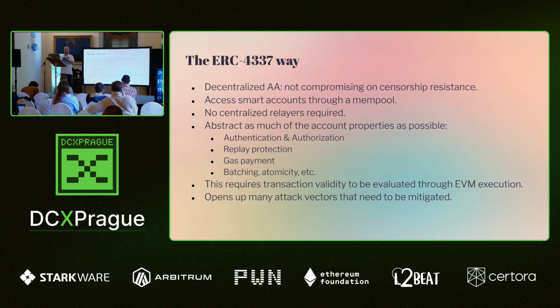So ERC 4337 aims exactly to solve this problem. It focuses on fully abstracting the account without compromising on censorship resistance. So there are no centralized components, and nothing is permissioned in the system. And because it's a full account abstraction, it means that the validation is actually EVM bytecode getting executed, which opens up many attack vectors that we need to address.